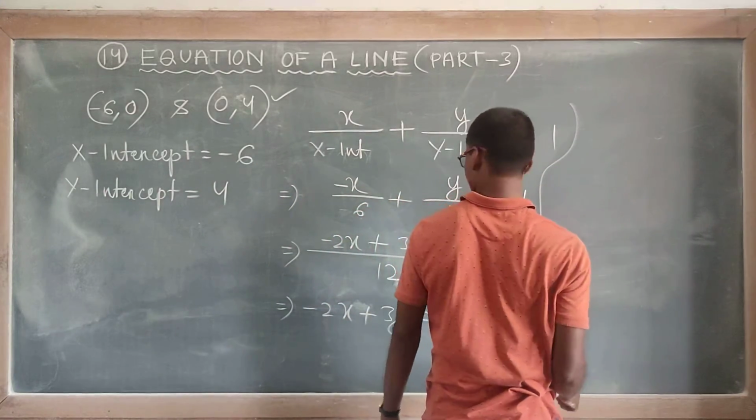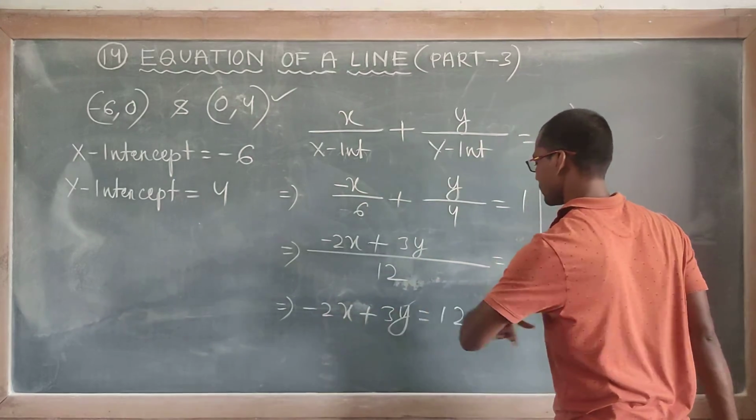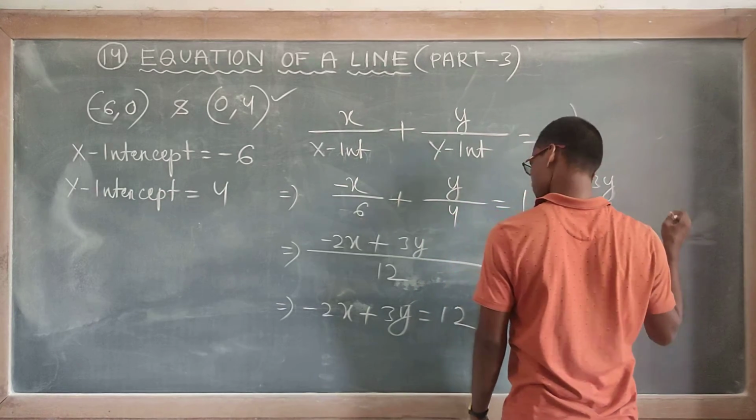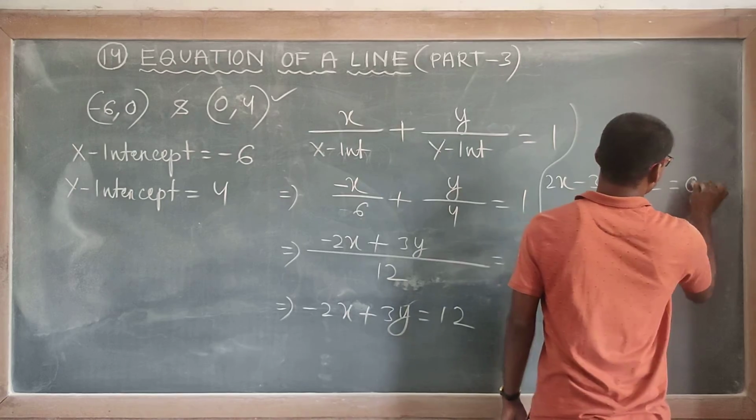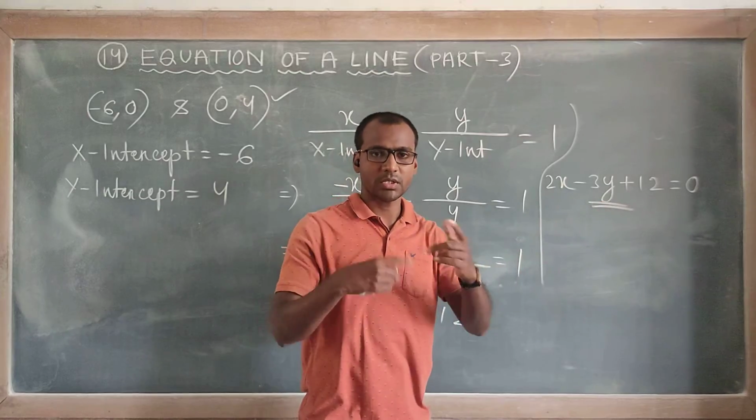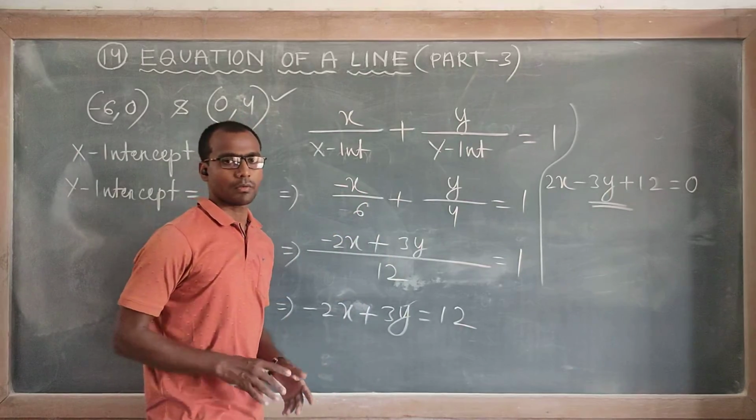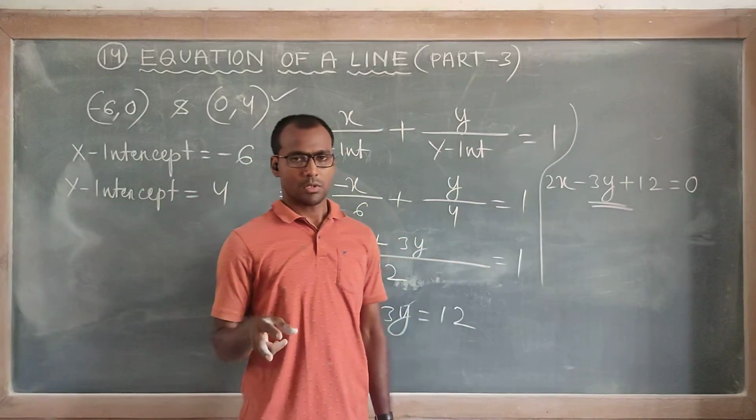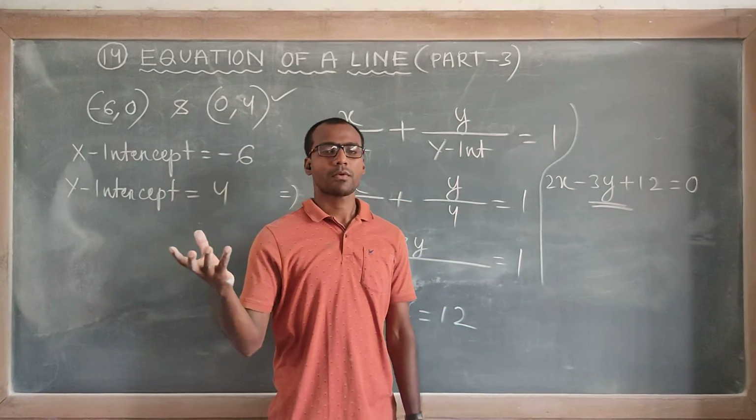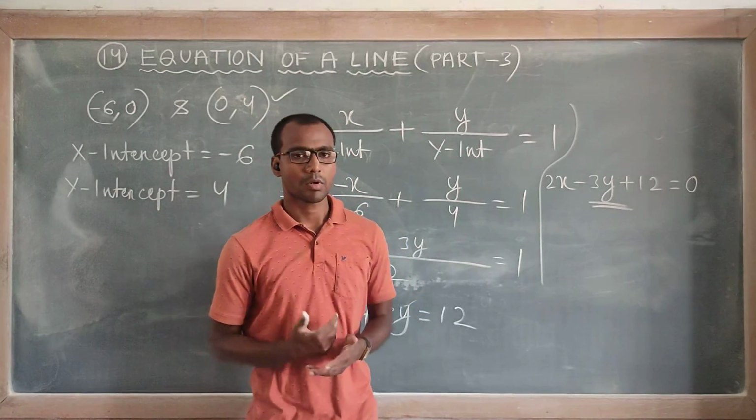So finally, here x is negative, so I want to make it positive. I have to take everything to the right. So we will get 2x minus 3y plus 12 is 0. This is the equation of the line. I think I got the same equation in the previous method also: 2x minus 3y plus 12 is equal to 0. So this is the trick where the x intercept and y intercept both are given to you. You may remember, you may not remember, because you have another option. You can find the slope, then use it in the slope point formula. So this is about the equation of a line.